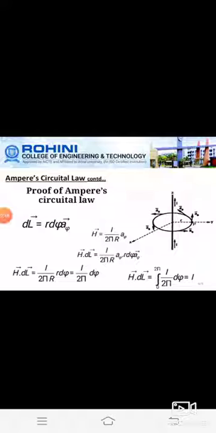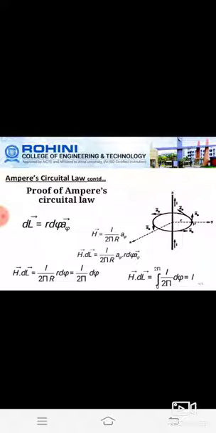The path enclosing the direct current I need not be circular; it can be an irregular shape. This law does not depend on the shape of the path, but the path must enclose the direct current once. This path, the Amperian path, is similar to the Gaussian surface when applying Gauss's law.